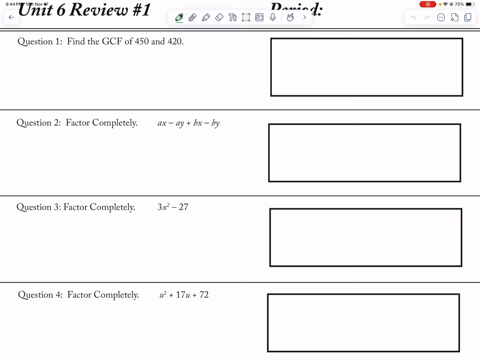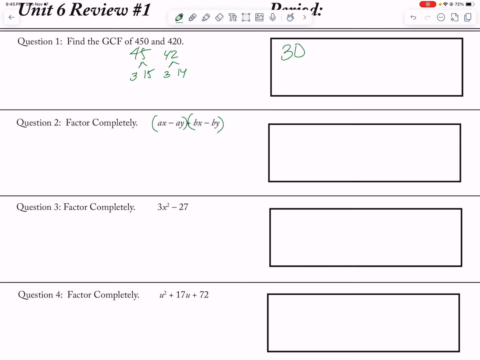Okay, so greatest common factor, they are both divisible by 10, and that would be 45 and 42. And then they're both divisible by 3. So that's 3 and 15, and then that's 3 and 14. Is that right? Yes. So then their greatest common factor is 30.